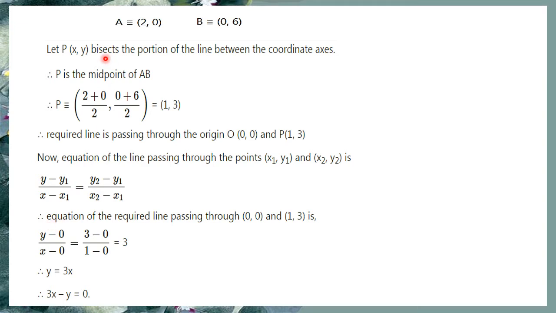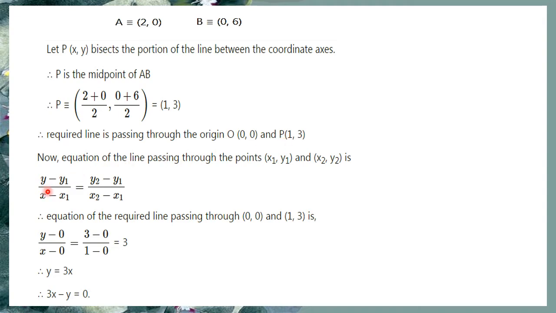Let P(x, y) be the point which bisects the portion of the line between the coordinate axes. Then the point P is the midpoint of AB, and we have the midpoint formula (x1 plus x2) by 2 and (y1 plus y2) by 2. So we have the points A and B, and its midpoint is (1, 3). Now, the required line is passing through the origin and through the point P (1, 3).